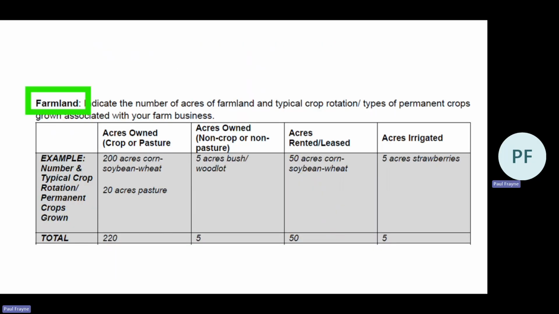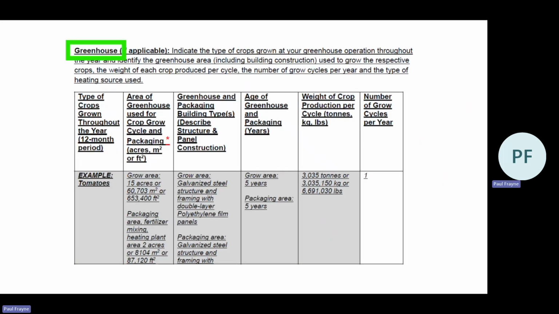Next, indicate the number of acres of farmland and typical crop rotation and types of permanent crops grown associated with your farm business. Indicate the crops grown in your greenhouse operation throughout the year and identify the greenhouse area, including building construction, used to grow the respective crops, the weight of each crop per production cycle, number of grow crop cycles per year, and the type of heating source used.